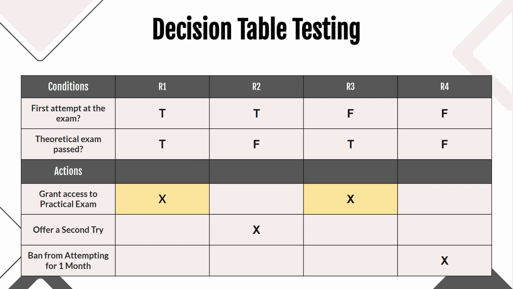and to find those rules where there are the same actions and the same results. In our case, these are the first and third rules. As you can see, access to the practical exam is provided in both cases.